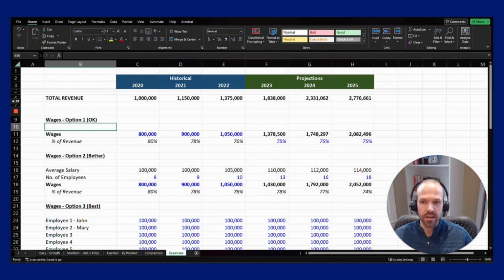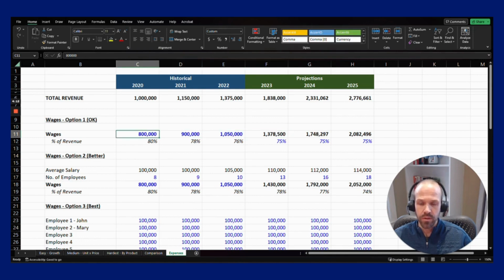The first one is the simplest, and I call it the OK method, and that is just to project wages as a percent of revenue. So similar to other ways that we've calculated things, here what we do is we put the actuals here. So the historicals for 2020, 2021, and 2022 are here, hard-coded in blue, and any calculations are in a black font. And so what we did here is we took wages for the previous 3 periods and we calculated what they were as a percentage of revenue.